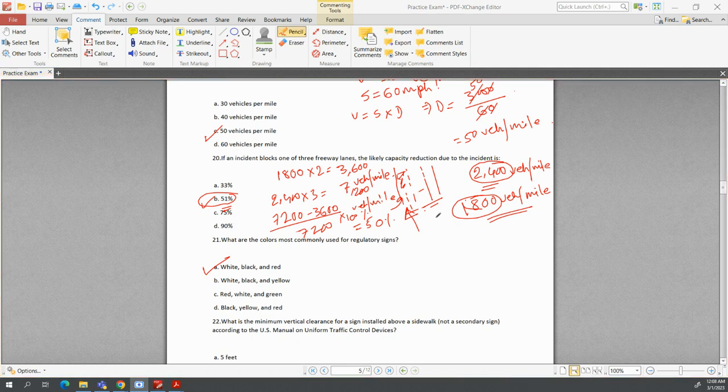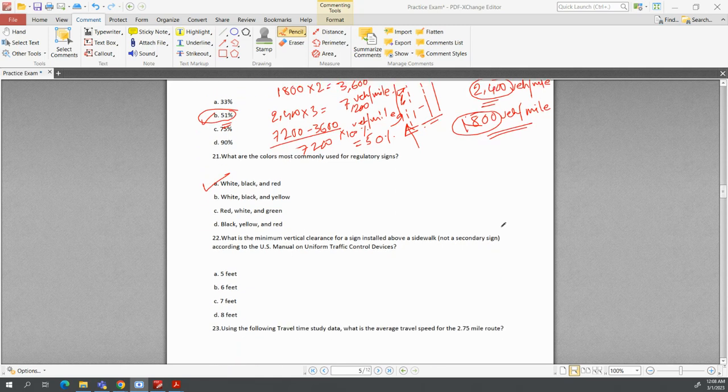Generally red is used for prohibition, right? White and black, speed signs and all those come in white. Red is, let's say, the stop sign is red. So for prohibition, those kind of regulatory signs, you use red. So let's move to the next question.